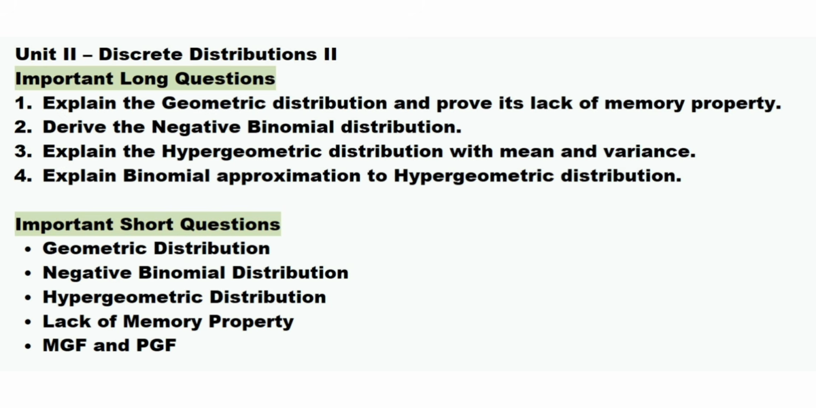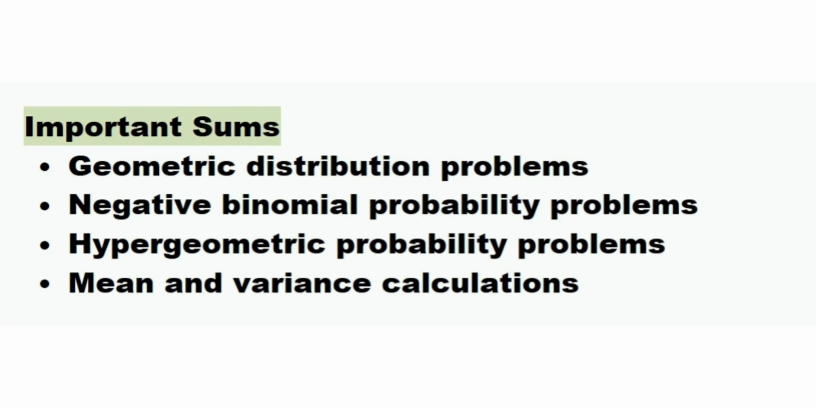Okay, now coming to the short questions: geometric distribution, negative binomial distribution, hypergeometric distribution, lack of memory property, MGF and PGF. Here first you complete the long questions and after go to the short questions. Now coming through the important sums: geometric distribution problems, negative binomial probability problems, hypergeometric probability problems, mean and variance calculations. See, every year we don't get the same sums scenario, so please practice these methods for better preparation. Okay, you have the time also.